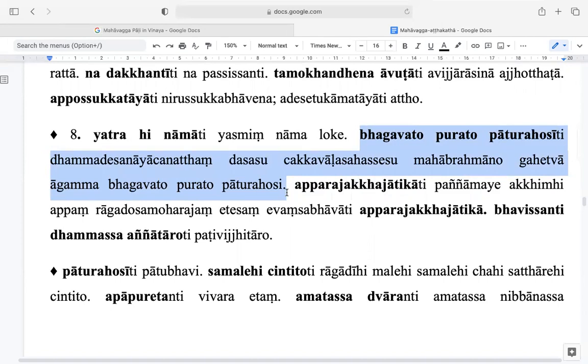Because I translate like this: having taken all the Mahabrahmas from the 10,000 world cycles, he came and appeared in front of the Blessed One for actions concerning the expounding of Dhamma. So Dhamma Desana Yajanathang is a dative case for purpose.